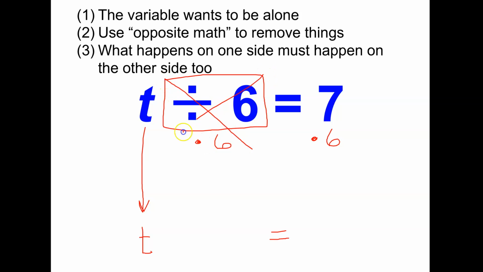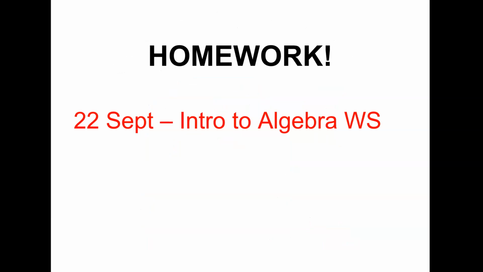It blows up. Equal sign comes down. 7 times 6 is 42. So our answer is that t is worth 42. Let's check our work. Replace the t with the number 42 in the original problem and see if it works. 42 divided by 6 is 7. Our algebra is correct.